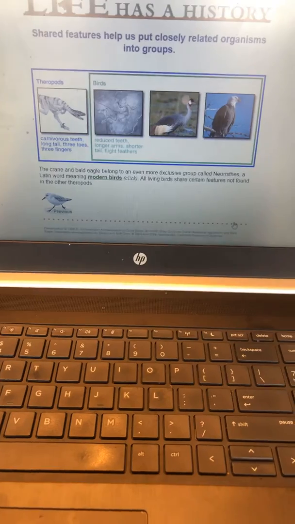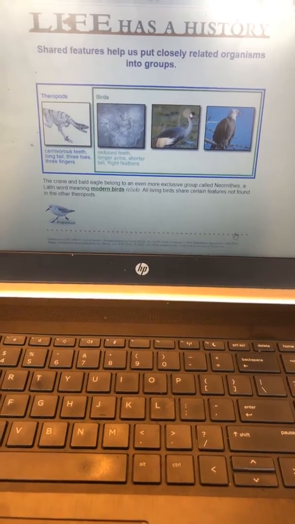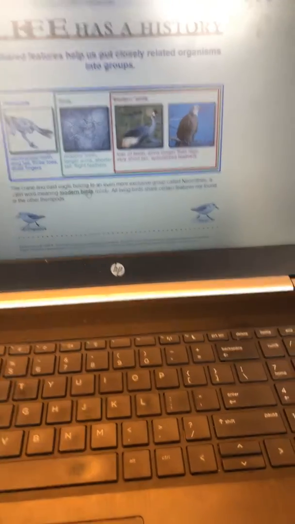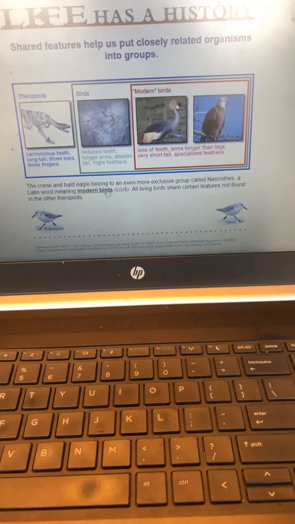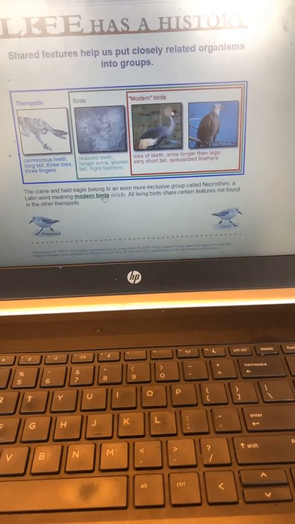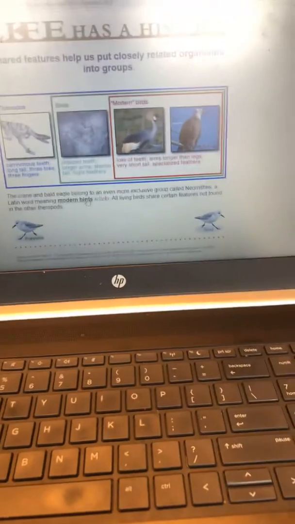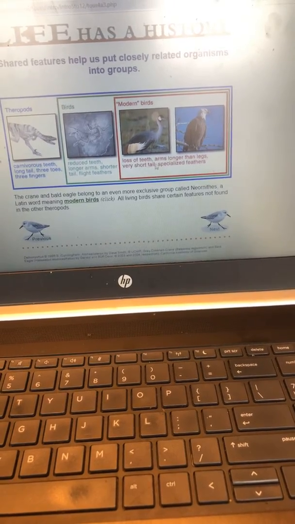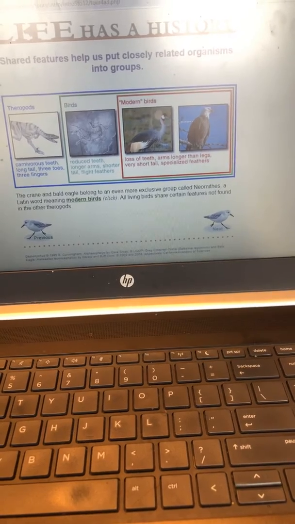The crane and bald eagle belong to an even more exclusive group called Neornithes, a Latin word meaning modern birds. All living birds should share certain features not found... Here we go. I didn't go far enough. Sometimes that happens. They have no teeth. Their arms, so this is the answer to number 5. No teeth, arms are longer than legs, very short tail, and specialized feathers. So this compared to this. So they have no teeth, or these animals have teeth and these have feathers.